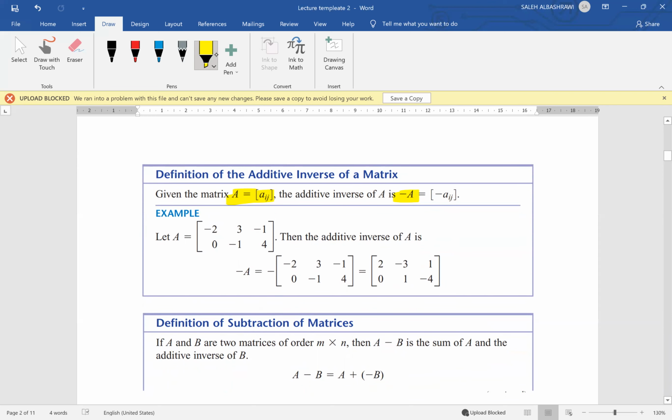For example, A is given by minus 2, 3, minus 1, 0, minus 4, minus 1, and 4. Minus A is 2, minus 3, 1, 0, 1, and minus 4. So for the additive inverse, we are changing the sign of each element. If we add these together, they will cancel each other, and I will have the 0 matrix.